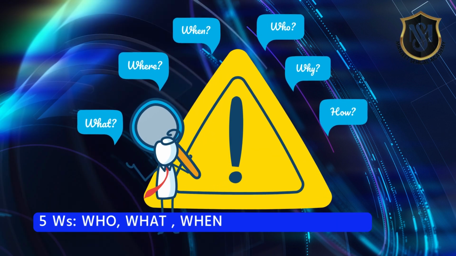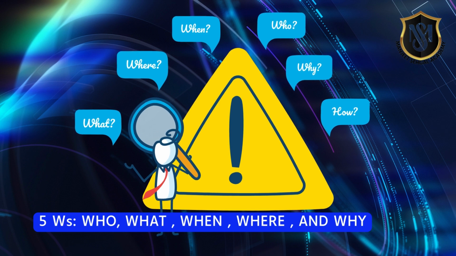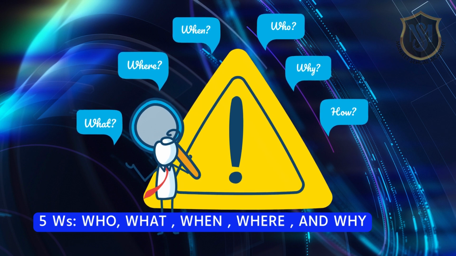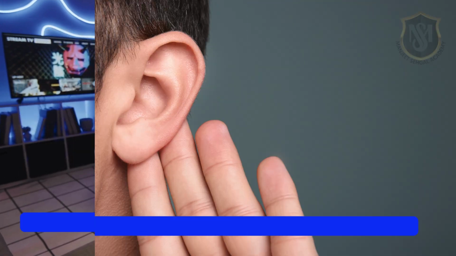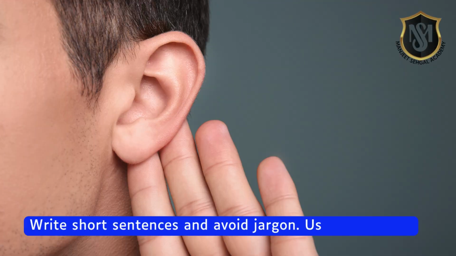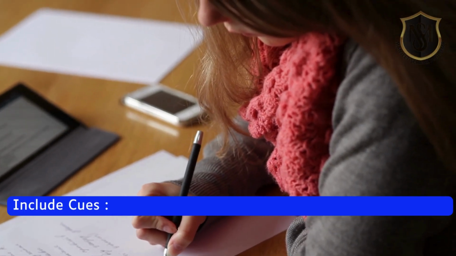3. Use the 5 Ws and 1 H. Answer who, what, when, where, why, and how early in the story. 4. Write for the ear. Use simple, conversational language. Write short sentences and avoid jargon. Use active voice.